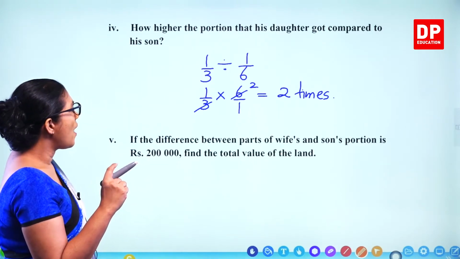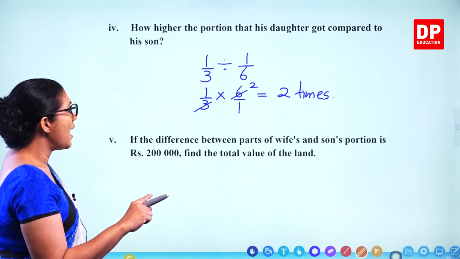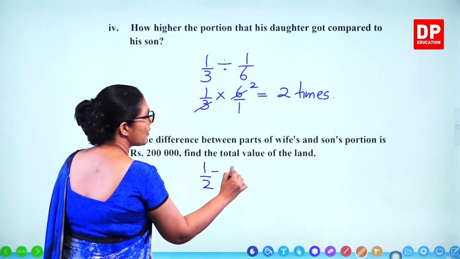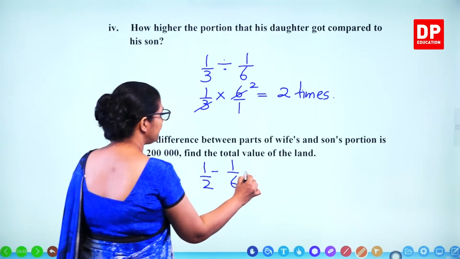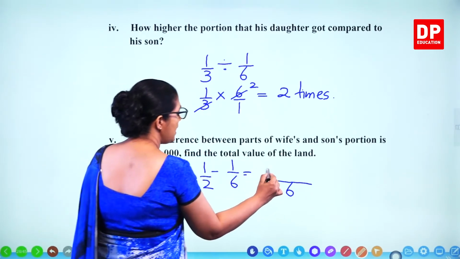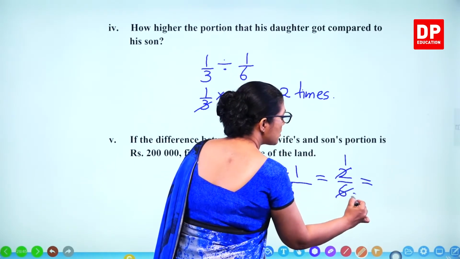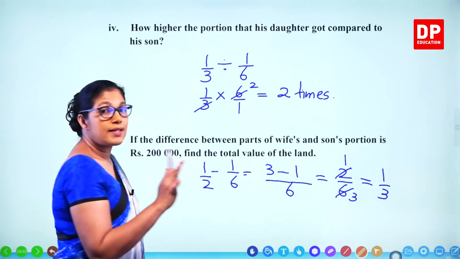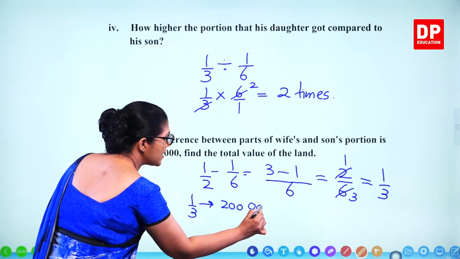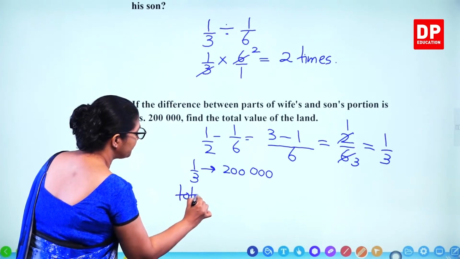If the difference between the wife's and son's portions is 200,000, find the total value of the land. So wife got half of the land, son got 1 over 6. So what's the difference? We have to find the lowest common multiple. So that means 3 minus 1, 2 over 6. Or you can simplify and write 1/3. So that part is 200,000 rupees. 1/3 represents 200,000 rupees. So what is the full amount? Total value.